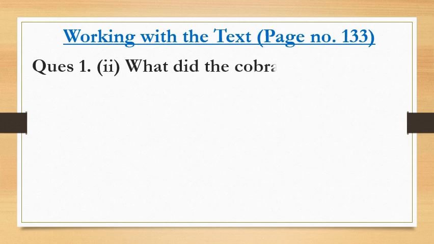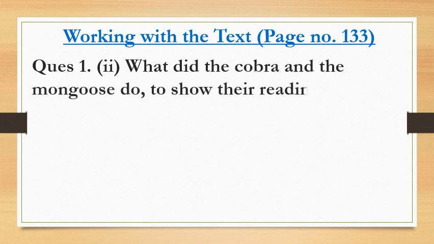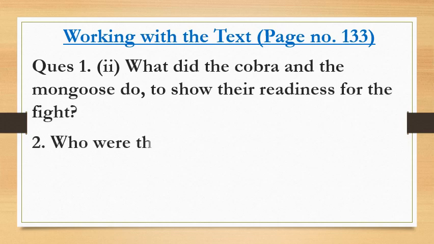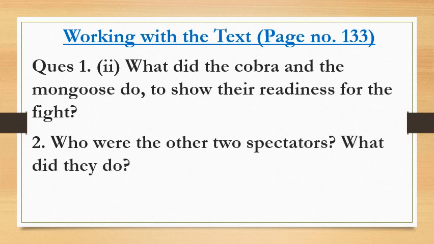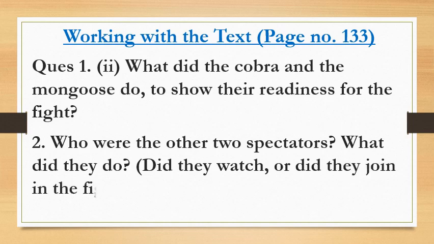Now let us see questions of working with the text, which is on page number 133 in your book. Question number 1, part 2 is, what did the cobra and the mongoose do to show their readiness for the fight? Question number 2 is, who were the other two spectators? What did they do? Did they watch or did they join in the fight? Question number 3 you have to do in your book only.